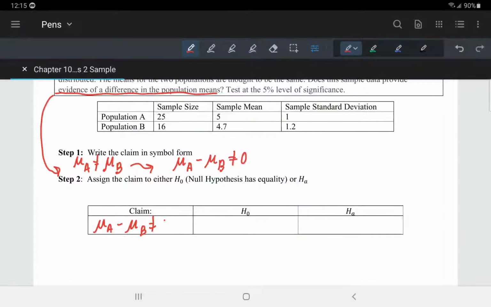This claim does not contain equality, therefore it becomes the alternative hypothesis, and the null hypothesis will take the alternative view that mu A minus mu B does in fact equal 0.